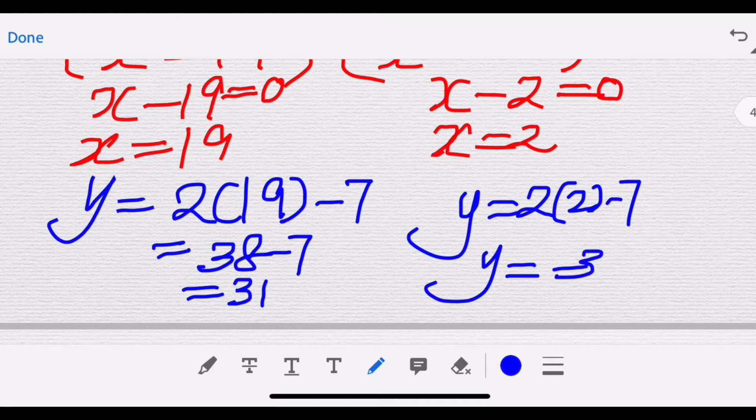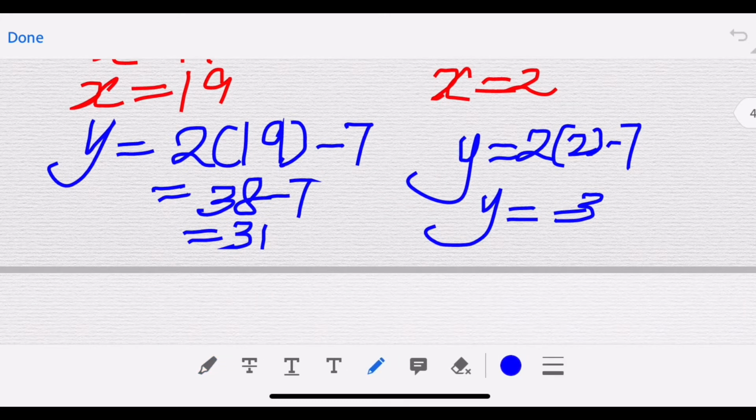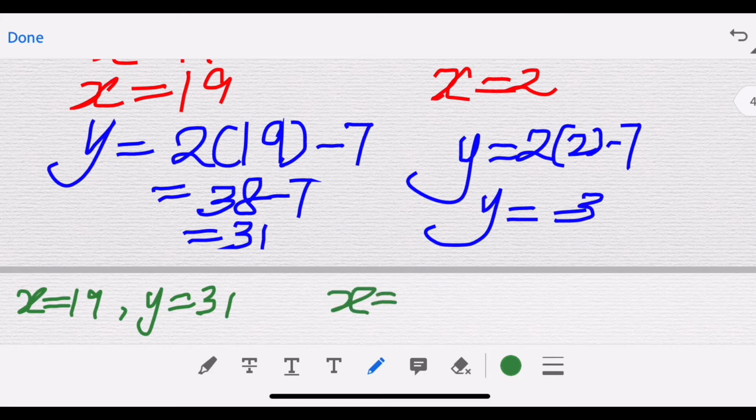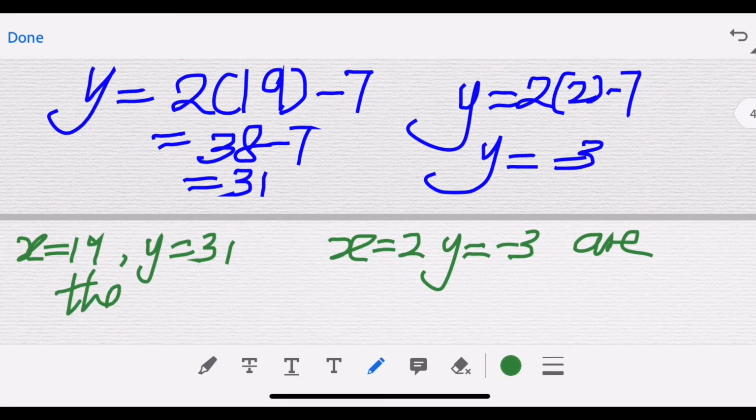Now we will list down the solution. The solution is x is 19, y is 31, and x is 2, y is negative 3. These are the solutions for this simultaneous equation.